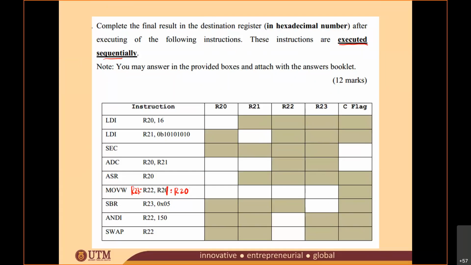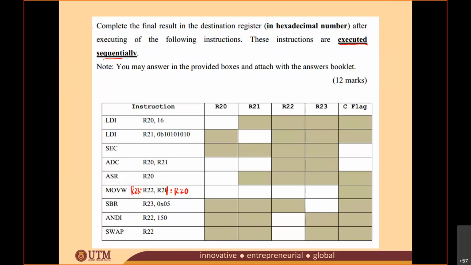The answer from top to the bottom is related to one another. So make sure that you do not make any mistake at the top of this question here. If not, the whole of this answer will be wrong. Okay, so let's look at the first instruction.